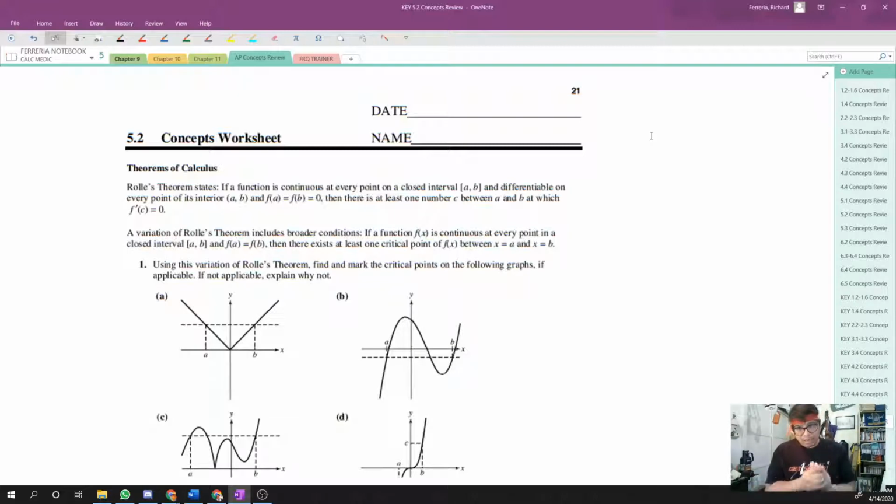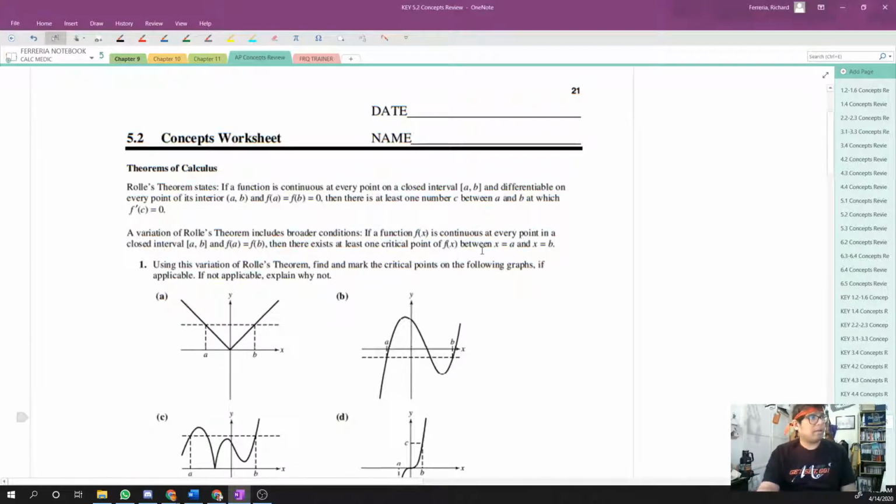The way I look at it, it's an extension of the mean value theorem, or maybe the mean value theorem is an extension of this. I'm not quite sure which. But the one which you may not be thinking about is this variation of Rolle's theorem, which says that if the function is continuous at every point in the closed interval, then there has to be a critical point. Okay? So if f of a equals f of b, which means we have a horizontal secant line that connects a and b, then there has to be a critical point between a and b.